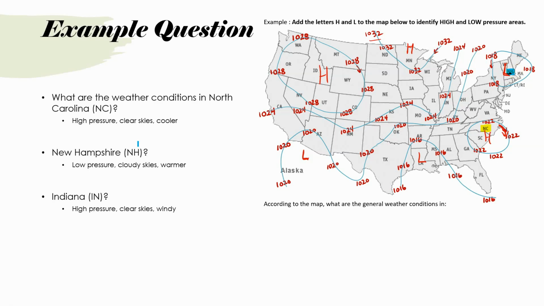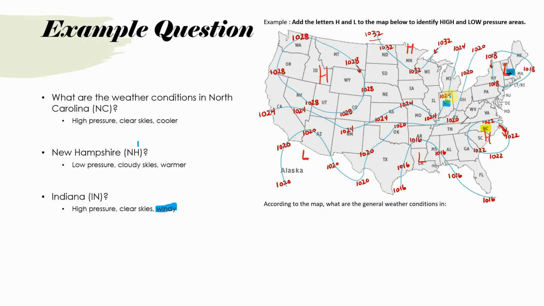That's not as important as the cloudy skies part, the low pressure part. And Indiana. So Indiana is right here. One thing that's different about Indiana compared to the other two locations I mentioned is that it's going to be quite windy. And we know that it's going to be windy because these bars are close together.